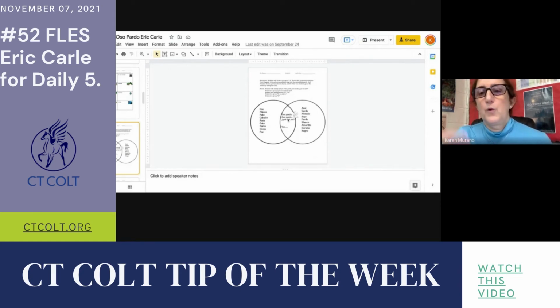Your partner asks, oso pardo, what do you see? And then the person says, I see a purple animal. In other words, they're trying to guess the card of the animal that you had selected. So it's a speaking task.